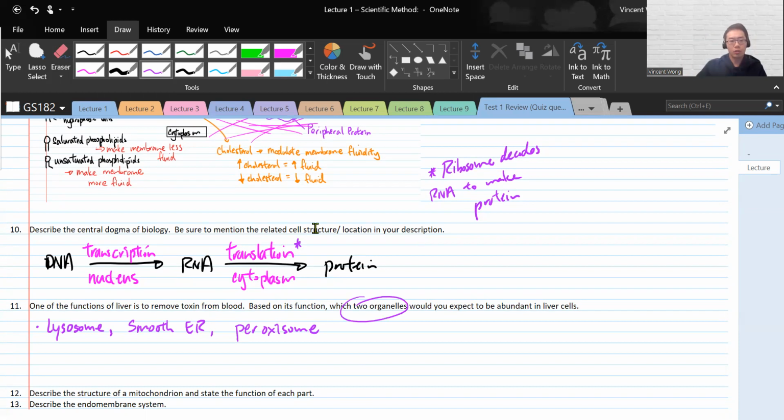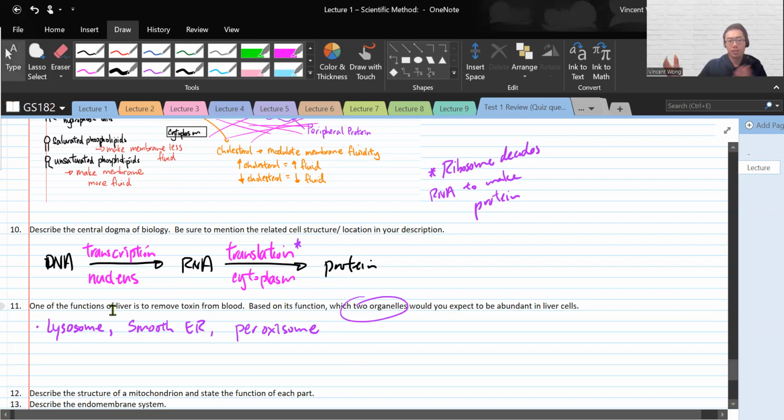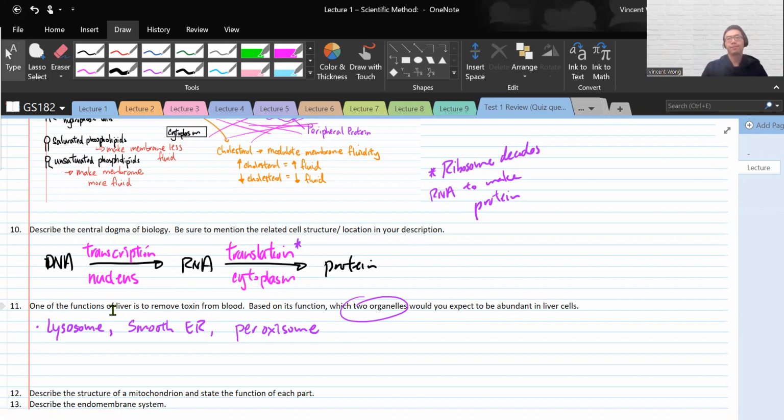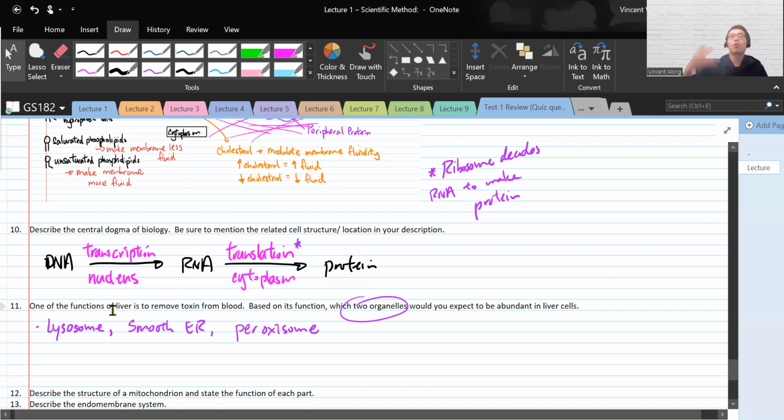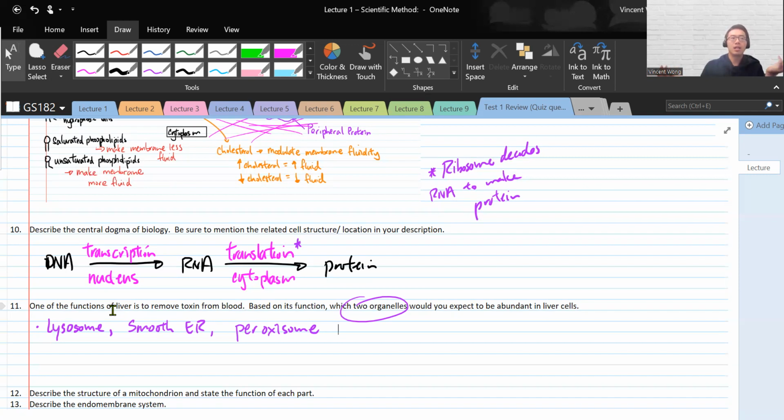I could change it to, one function of muscle is to provide constant contraction. What organelles would be abundant? That would be mitochondria. I could change it to one function of the adrenal gland, which you have never heard of, but I can tell you that the adrenal gland makes steroid hormones. Based on that, what organelle is going to be abundant? So you basically have to know what organelle does what, and then relate it to a particular description I give you.